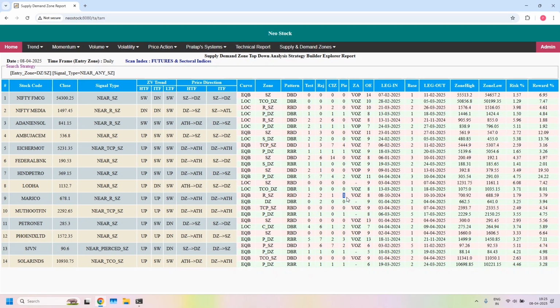Marico is also a pierced zone. You can't use it. Muthoot Finance is having a high liquidity daily supply zone. That's it. We have identified only 2 high liquidity daily supply zones from this list.